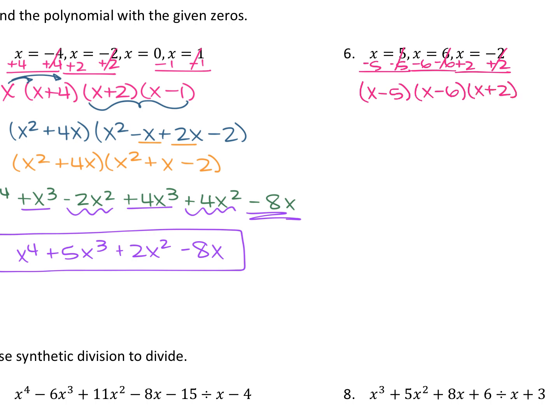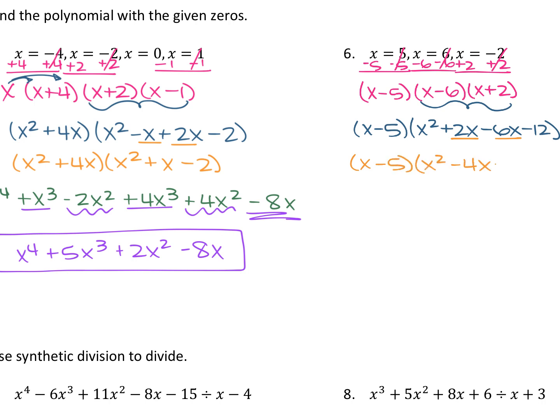I like working with the back 2 before I do the first 2, so I'm going to multiply the x minus 6 by the x plus 2, which means that x minus 5 is going to stay x minus 5. That's going to then multiply by x squared plus 2x minus 6x minus 12. We have like terms. We combine the 2x and the negative 6x to get x minus 5 times x squared minus 4x minus 12.